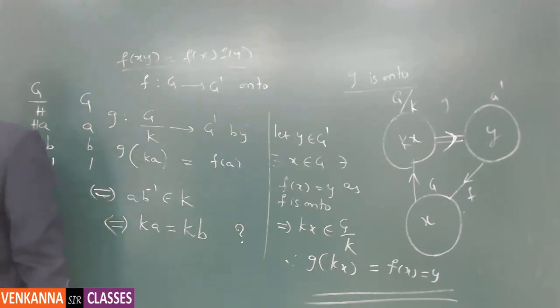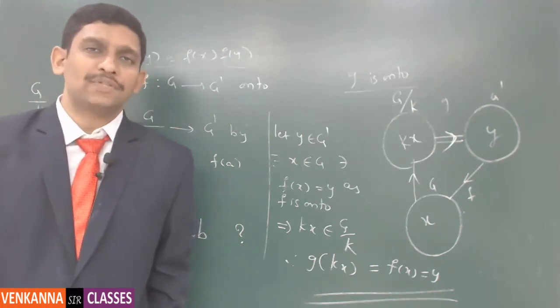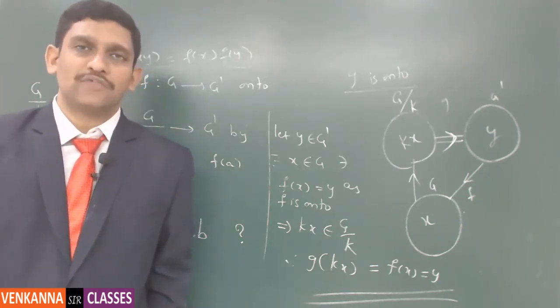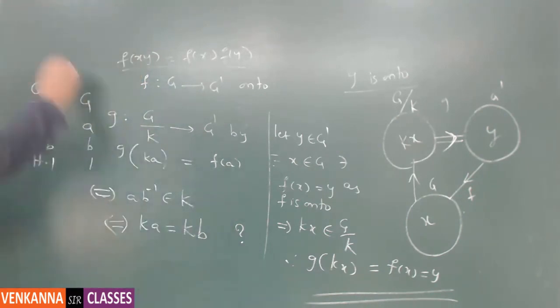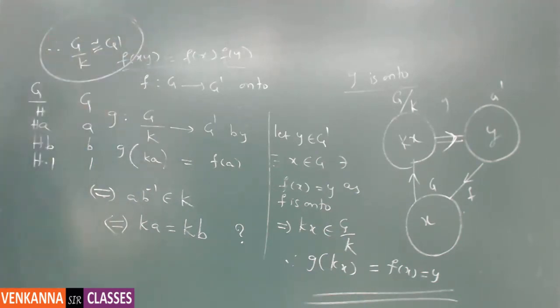Therefore, we have proved that G is 1-1, onto and a homomorphism. Therefore, it's an isomorphism. Therefore, G by K is isomorphic to G dash. The proof is complete. So if you observe, I have mentioned the theorem in 3 different ways. Whatever the way is, this is the standard proof.